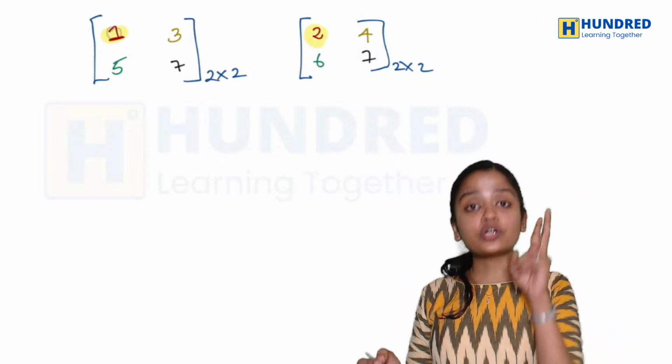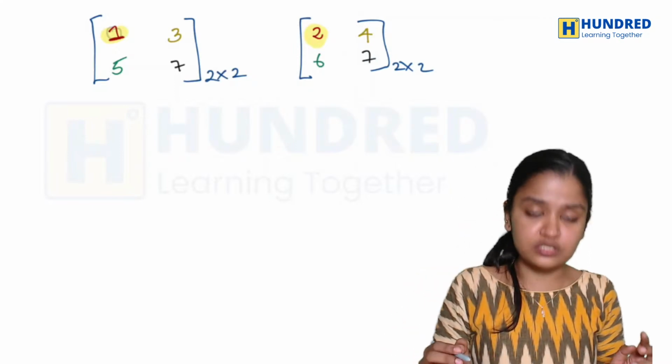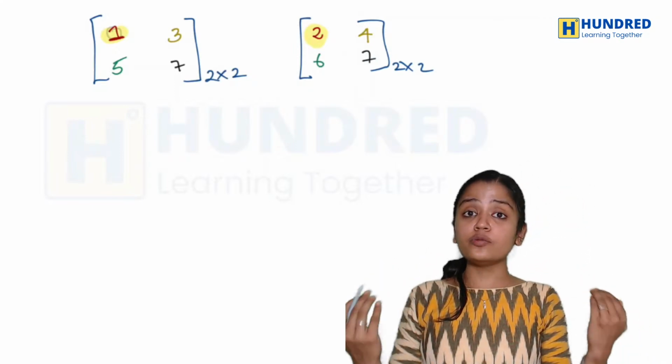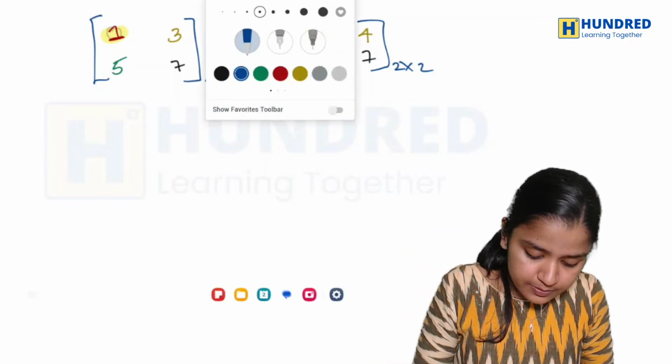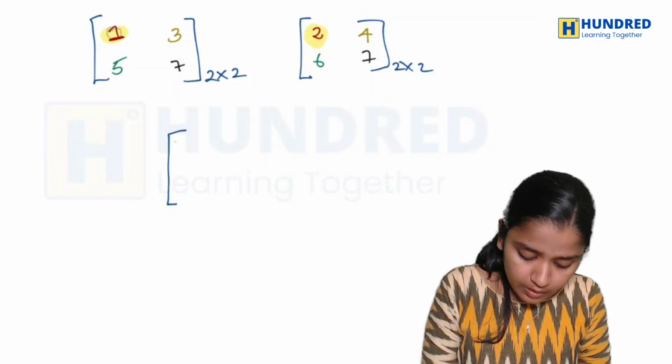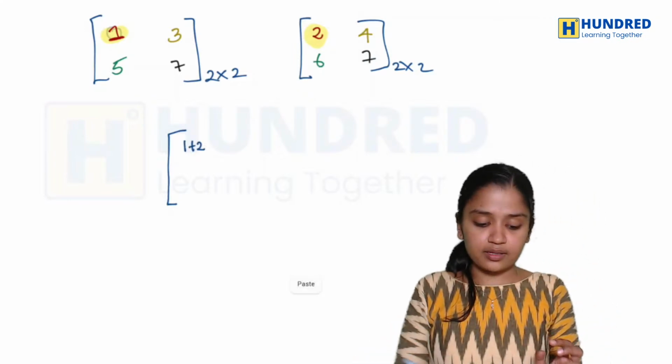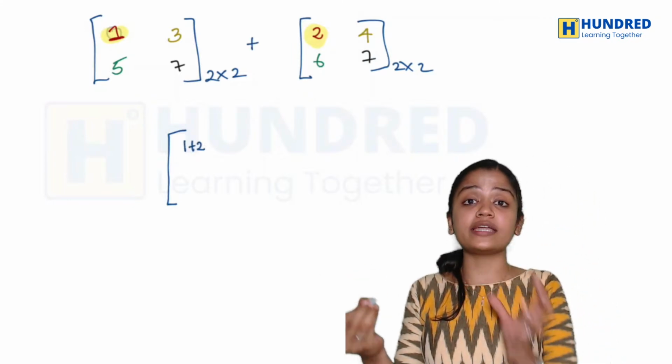Same way, I'm having 2 in the first row and first column. So basically, you will be adding the corresponding elements, which is basically 1 plus 2. Okay, I'm adding the corresponding elements.